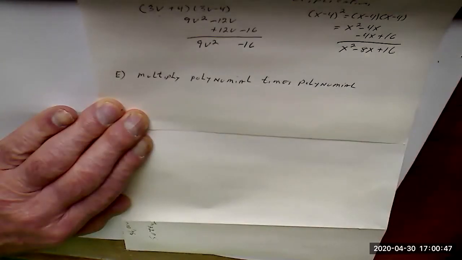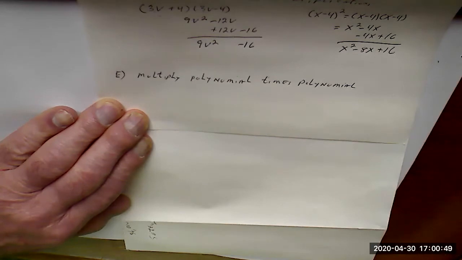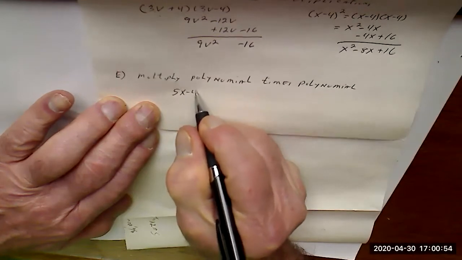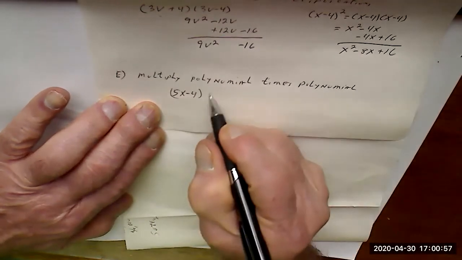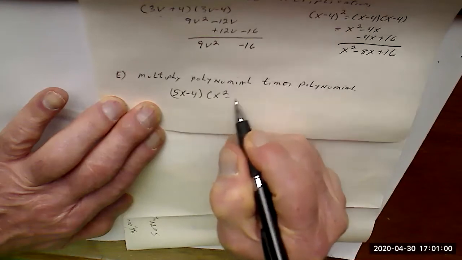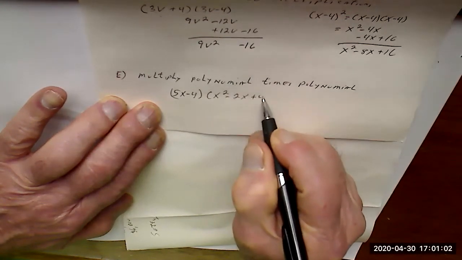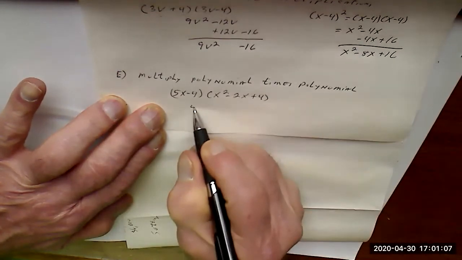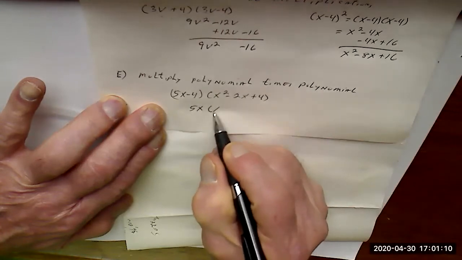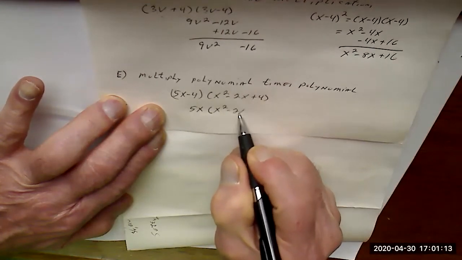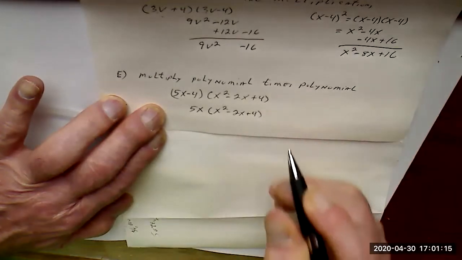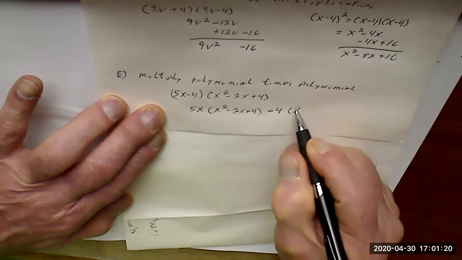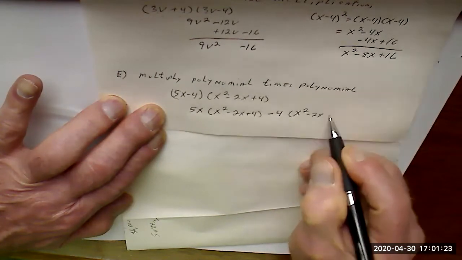And lastly, let's multiply polynomials. So let's take 5x minus 4, a binomial, and multiply it times a trinomial, x squared minus 2x plus 4. Take the first term of the binomial, 5x, and multiply it times the trinomial, x squared minus 2x plus 4. And then take the second term of the binomial, minus 4, times the trinomial x squared minus 2x plus 4.